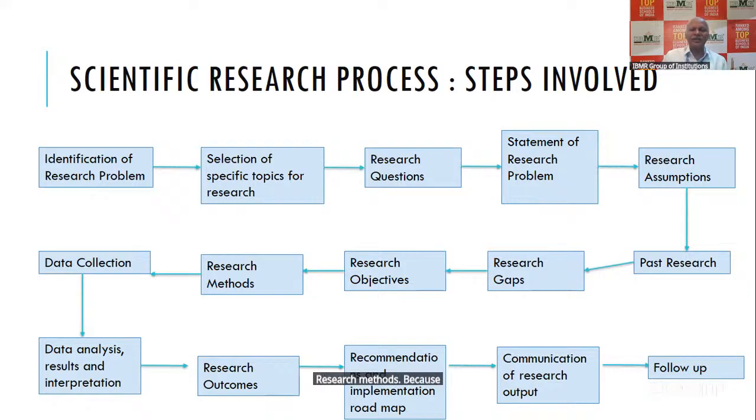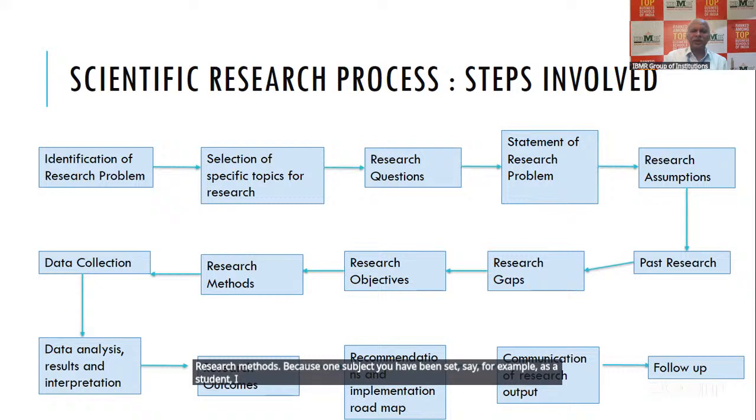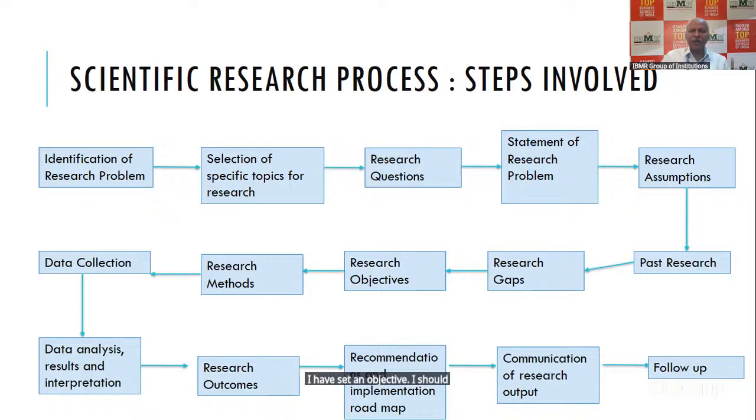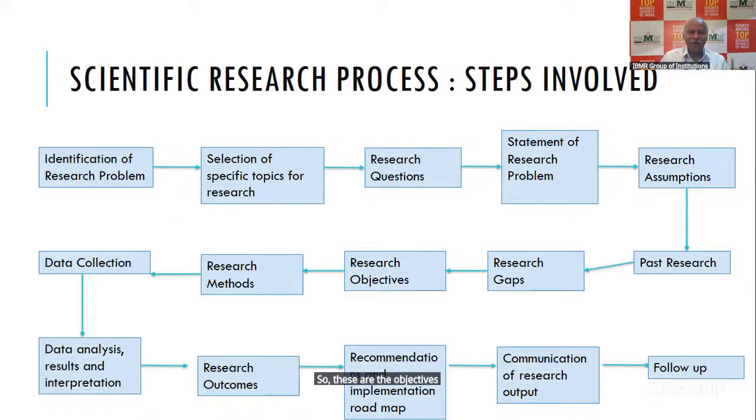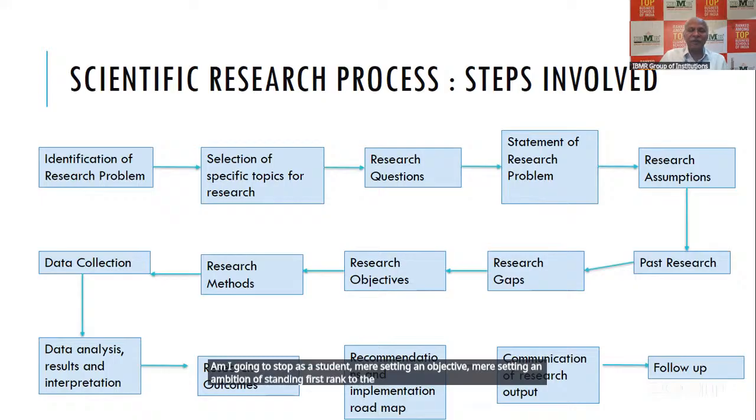Because once an objective has been set, say for example, as an MBA student, I have set an objective: I should score in my final semester not less than distinction. Or somebody has an ambition, I should stand first rank in the college. Or somebody has an ambition, I should stand first rank in the university, Pune University or Shivaji University. So these are the objectives set. Am I going to stop at merely setting an ambition of standing first rank in the university? I am not going to stop.